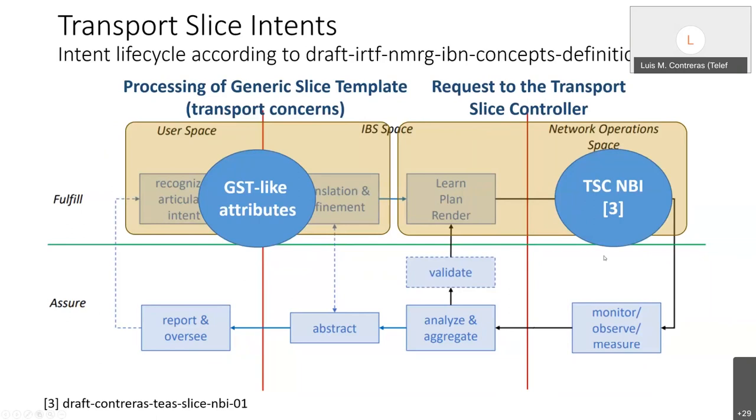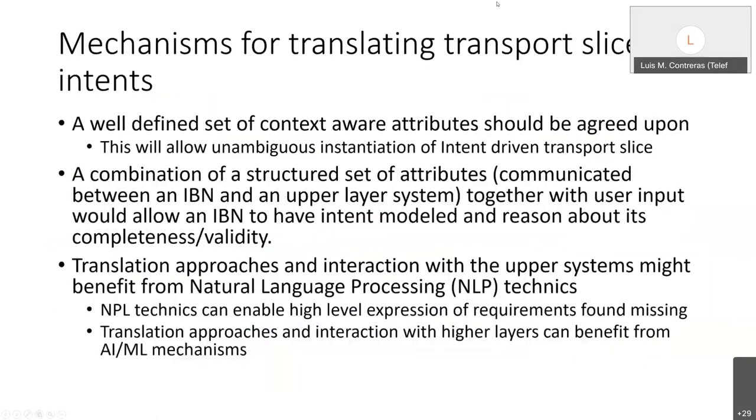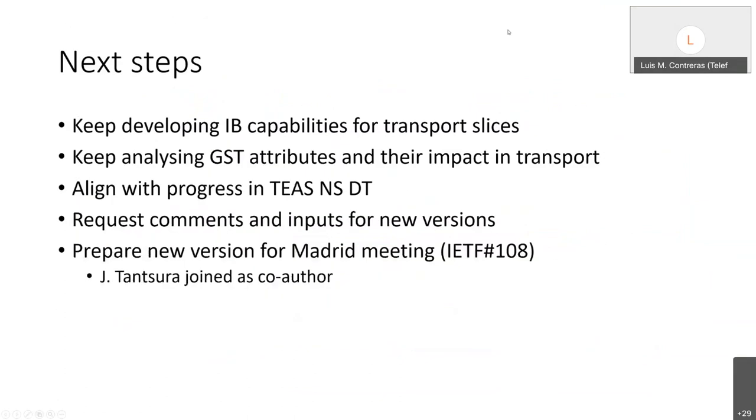So, moving forward. Okay. Regarding the mechanisms for translating the transport slice intents, it is clear, in our understanding, that we need well-defined context-aware attributes to be agreed upon.